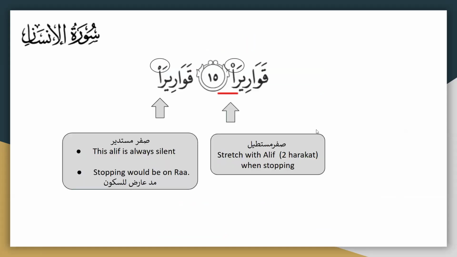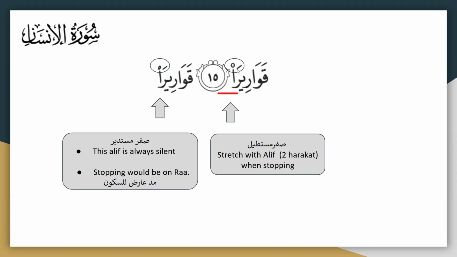In Surat Al-Insan again, we have the same word, same meaning, but the circle on the letter is different. This is one of the 7 alifat where the circle is all rounded, and this will be read in waqf, you will be making it long. But here, this is a tilted circle. This circle is always silent. You will not make the ra long, whether you stop on it or whether you continue from this word. So this is called sifar mustatil, but this sifar is called mustadir. So we'll stretch it for 2 harakat when stopping.